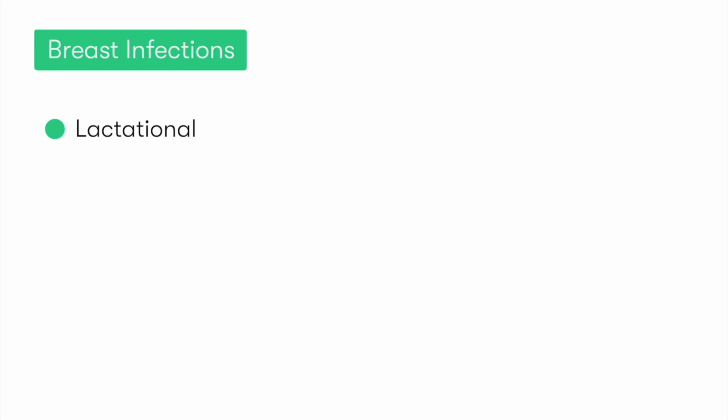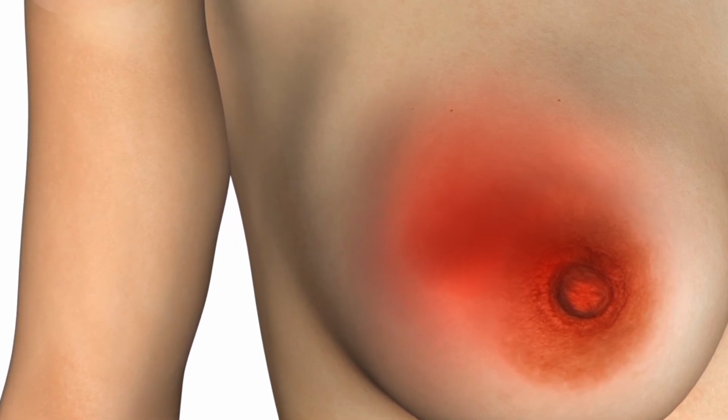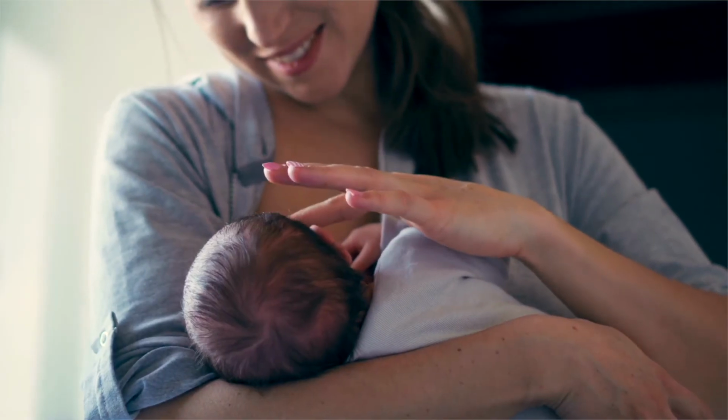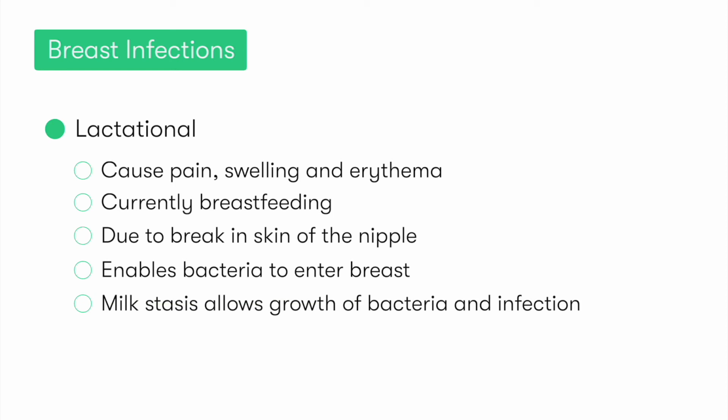Lactational-related infections typically present with breast pain, swelling, and erythema. However, the important point to note is that these signs and symptoms occur at the same time as the patient is breastfeeding. Typically, lactational breast infections occur as a result of a break of the skin in the nipple area, and this allows bacteria to enter the breast. The nutrient-rich maternal milk is a great environment for overgrowth of bacteria, and this can be made even worse with overproduction of milk and the stasis of milk within the duct. And these factors can all contribute to the development of mastitis.